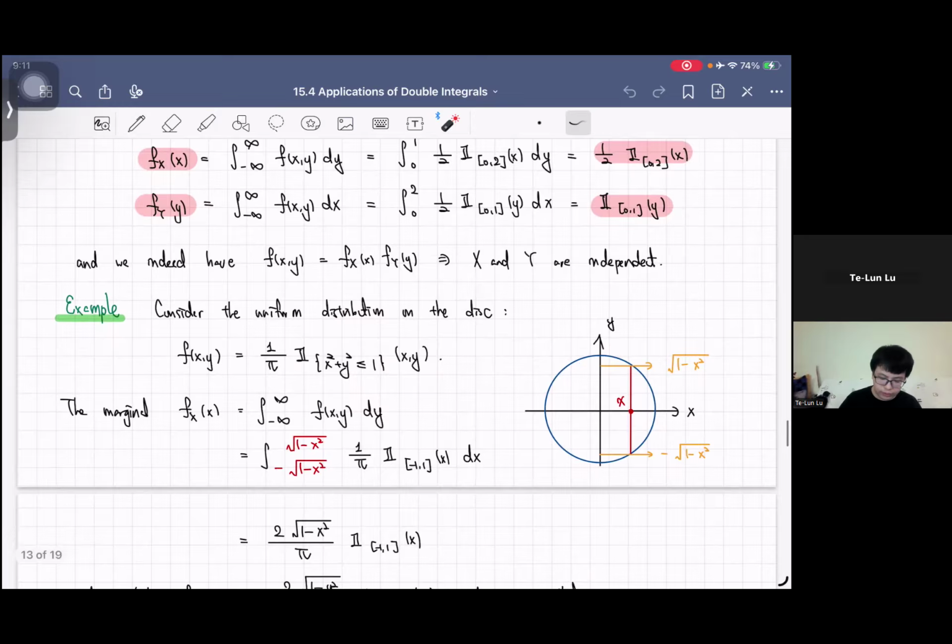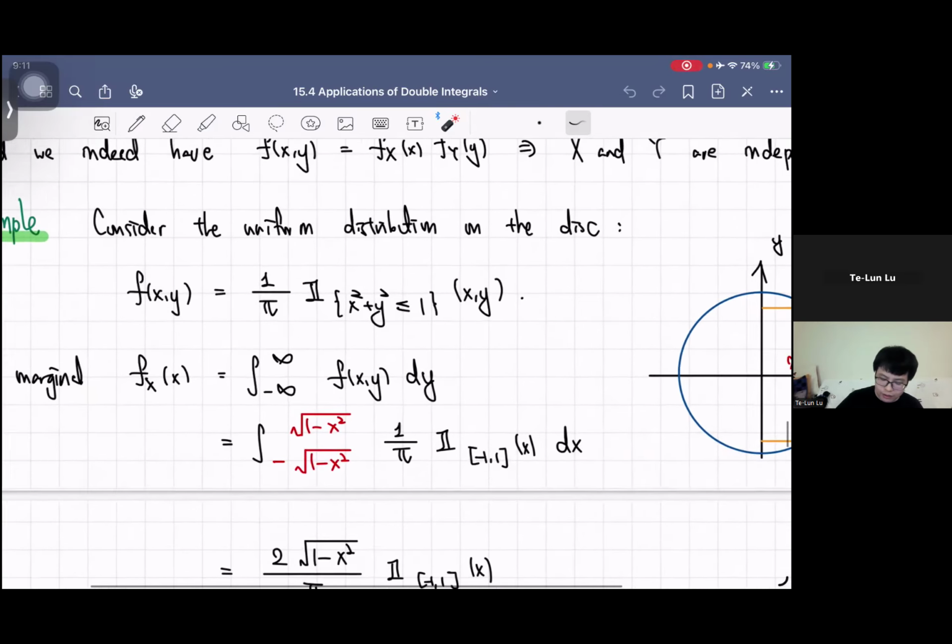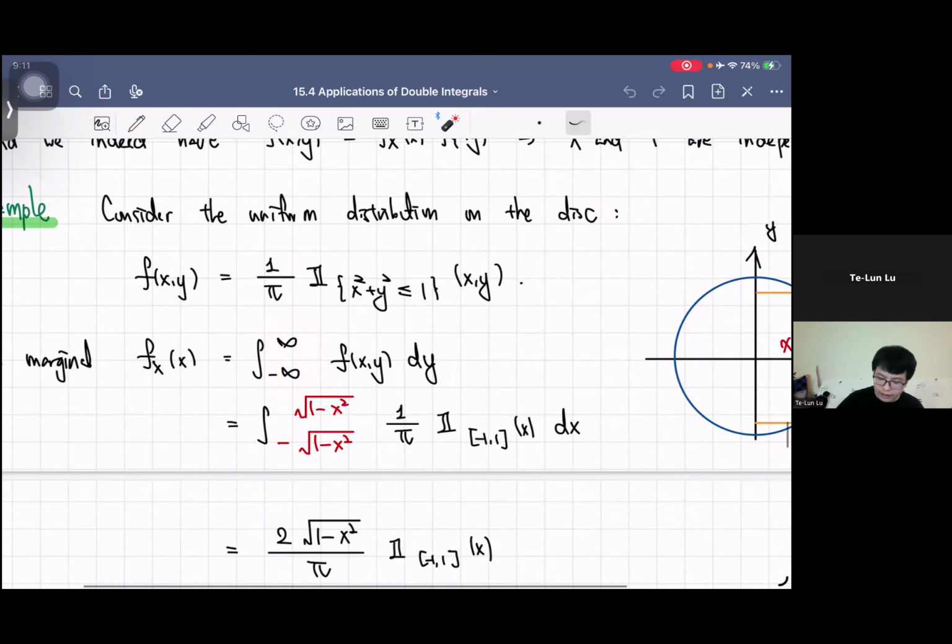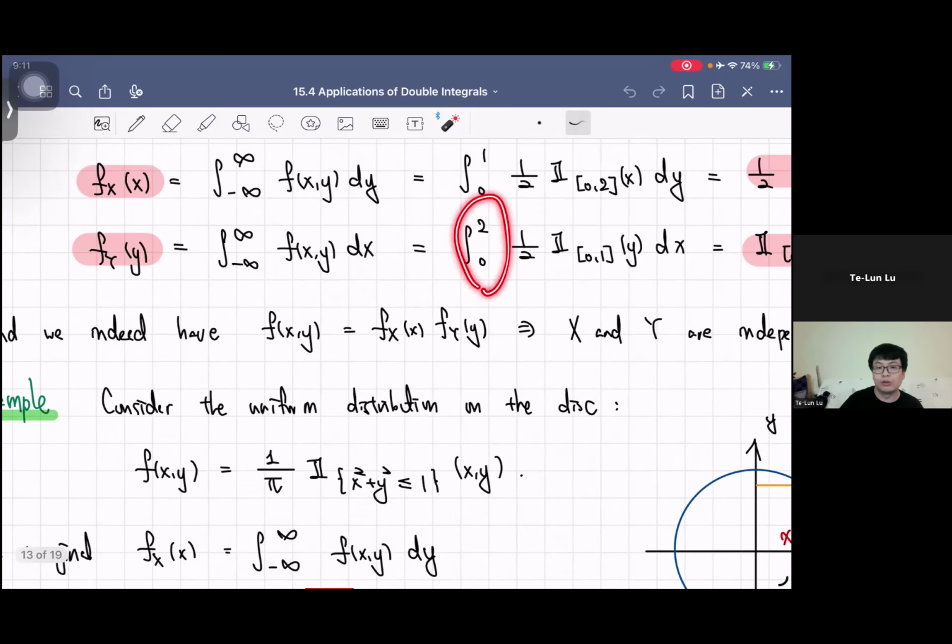Okay, so now let us compute the marginal to see whether x and y are indeed dependent. So we want to integrate this over y from -infinity to infinity. And we see that, however, unlike the previous case, these bounds are no longer constant.